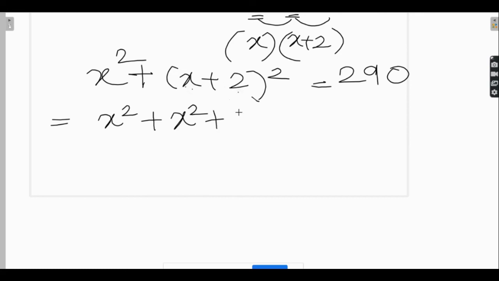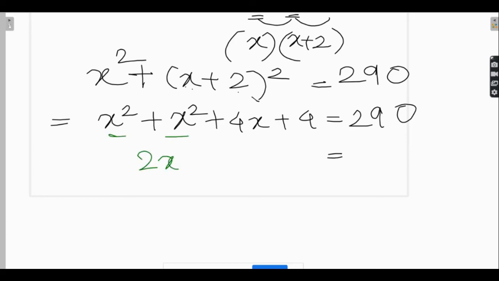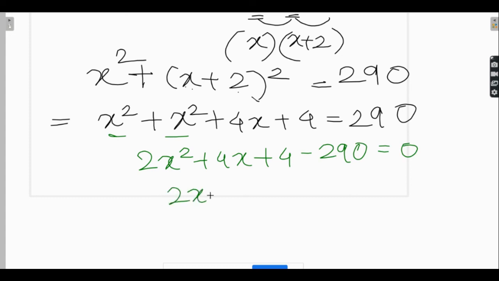2ab, so 2 into 2 is 4. 2ab plus b square is equal to 290. So you can only add x square and x square in this case, which become 2x square plus 4x plus 4. This minus, this will come this side and become minus. So you have 2x square plus 4x minus 286 is equal to 0.